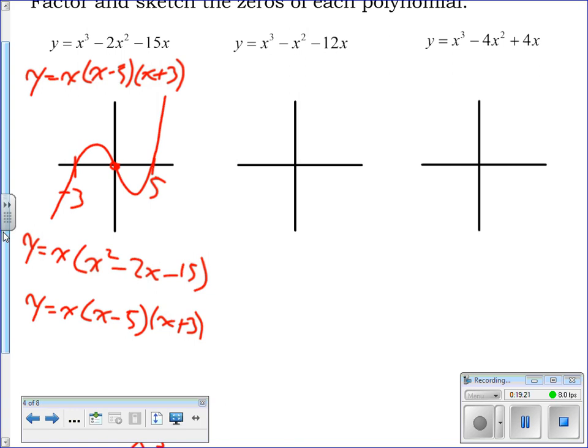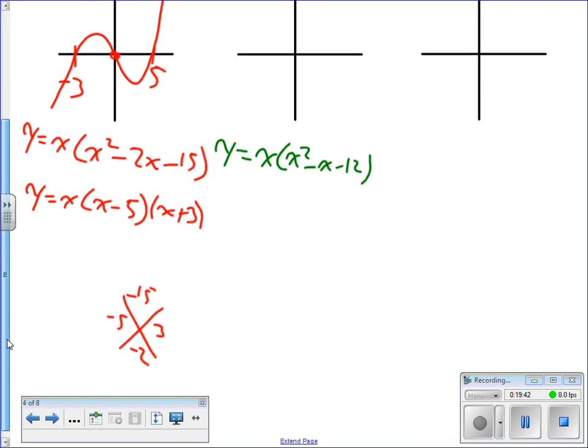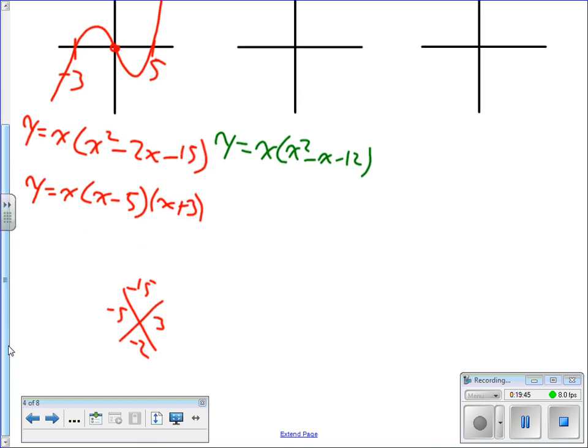Second verse, same as first. Pull out my x. Got to get rid of my x's. Always want to get my x out of there. Then I want to factor that quadratic. So negative 12, negative 1. 2 numbers multiply to give me negative 12, subtract to give me negative 1. 4 and 3. Negative 4, positive 3.